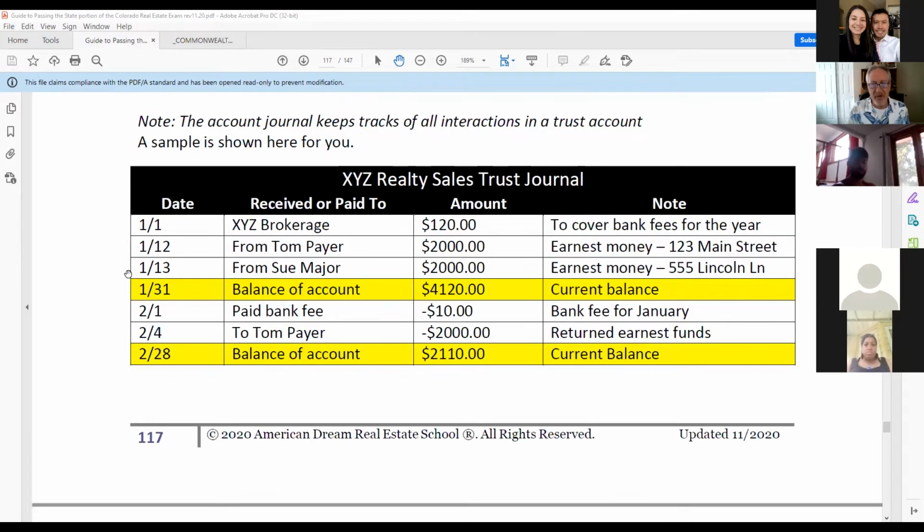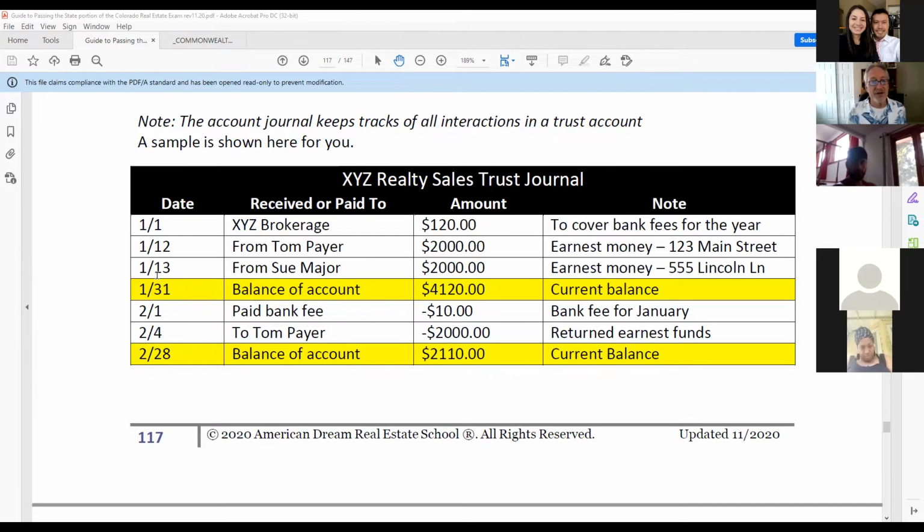Here's a sample. It's XYZ Realty Company's Sales Trust Journal. Here's what happened. On January 1, they opened up the account. They paid $120 into it of their own money to cover bank fees for the year. Wait a minute, Joe, that's their own money. Aren't they commingling? No. The law allows for bank fees to be paid out of your money to operate the trust account, but no more than that can go in there. So the money's in there to cover for the year.